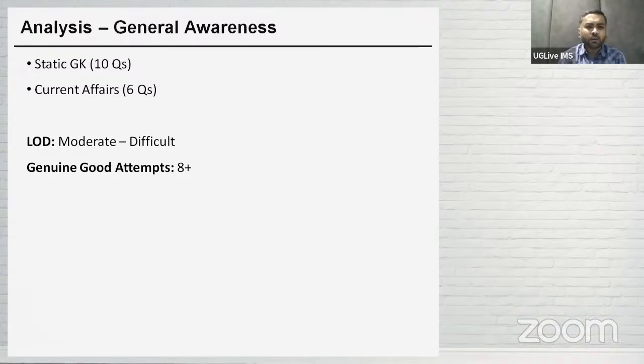Making it 8 plus, because there were some questions based on the G20, then a question based on the Prime Minister of Brazil was an easy one. The youngest Vice Chancellor was an easy one. Then the National Park, that was an easy one. So there were some 4 or 5 questions which were easy, expecting the student to know.